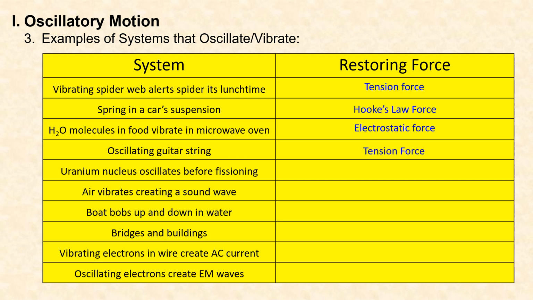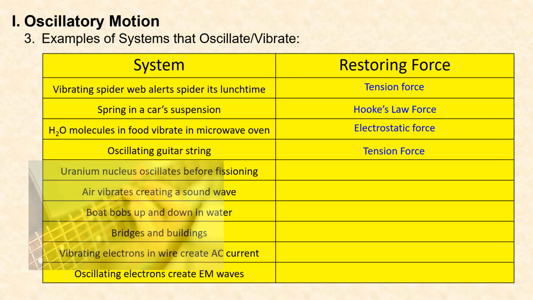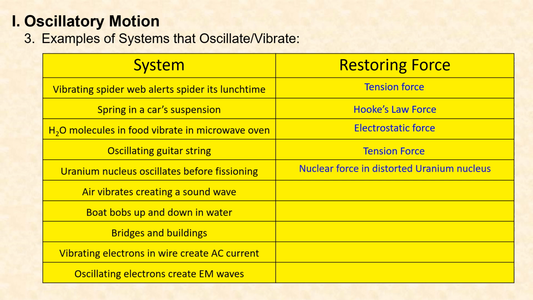An oscillating guitar string vibrates, creating a sound wave. Well, it's the tension force in the string itself. So under some slow motion stroboscopic photography, you can actually see the strings vibrating. A uranium nucleus oscillates before fissioning. Okay, this is in the liquid drop model. It is a nuclear force that acts as a restoring force in this case.